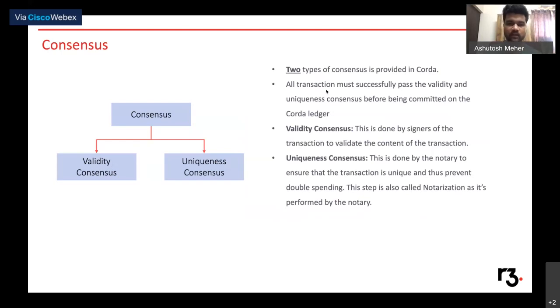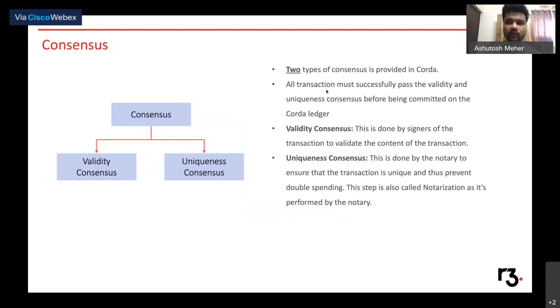So basically, one is the uniqueness consensus, which we have already talked about in the notary section. Notary does the uniqueness consensus, which is also called notarization. It is where you check whether your transaction is a case of double spend. But notary doesn't really check whether the content of the transaction is correct or not. Notary will just say that this particular transaction is not doing a double spend.